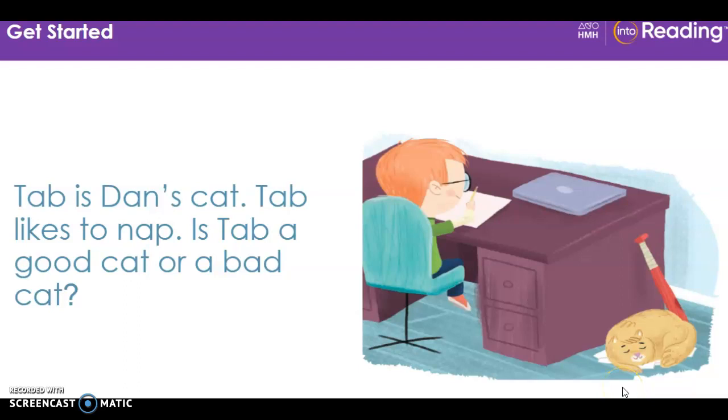Today we will read another story about the characters Dan and Tab. Tab is Dan's cat. Tab likes to nap. Is Tab a good cat or a bad cat? We will use the new words and skills we learned to read about what these characters do.